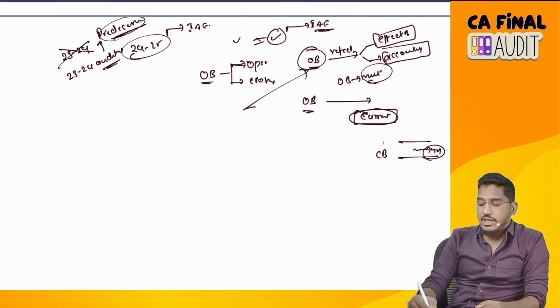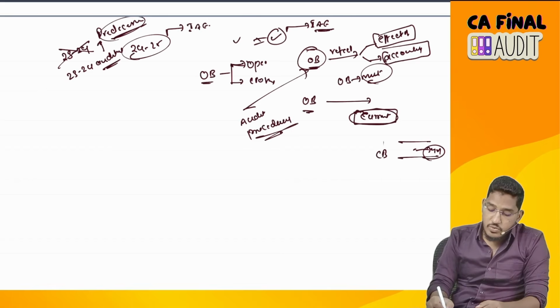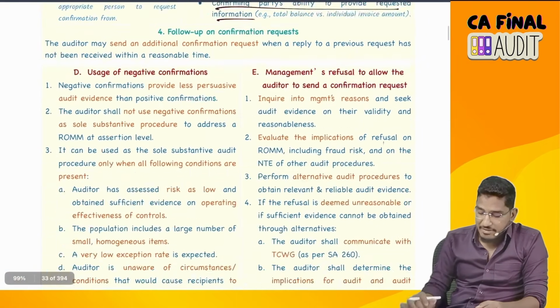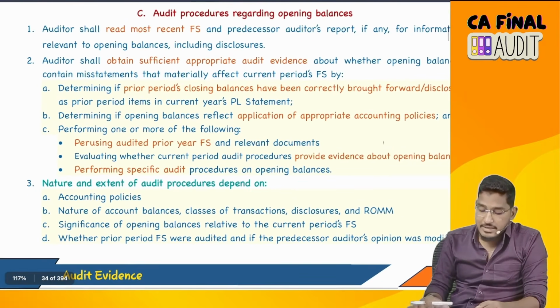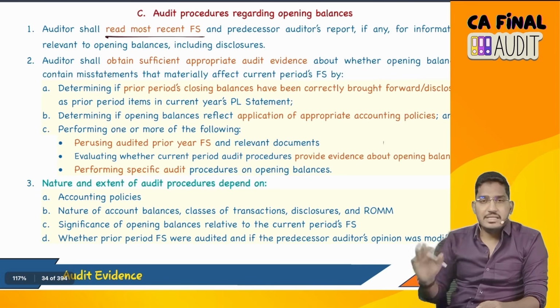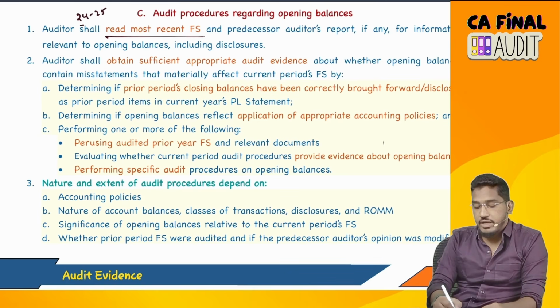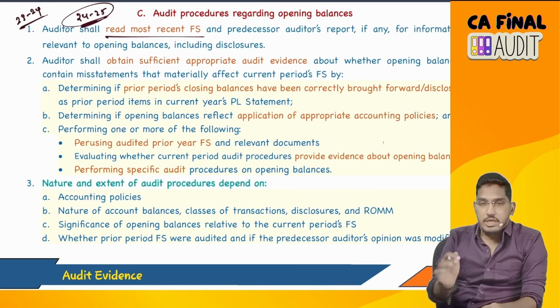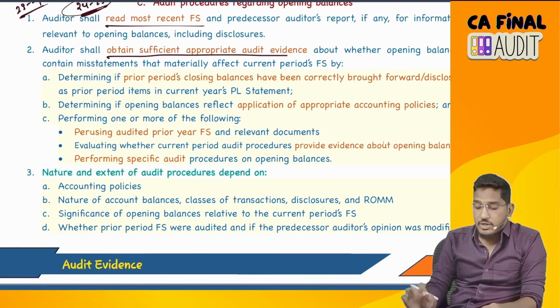Sir, how can we obtain that audit evidence? By performing some audit procedures. So what audit procedures do I need to perform regarding opening balances? They say here, read the most recent financial statements. For example, if you are doing the audit of the 24-25 financial year, what will be the most recent financial statements? 23-24. So read them and try to obtain sufficient and appropriate audit evidence whether opening balances contain a material misstatement by performing some procedures.